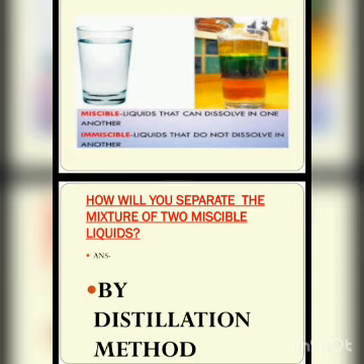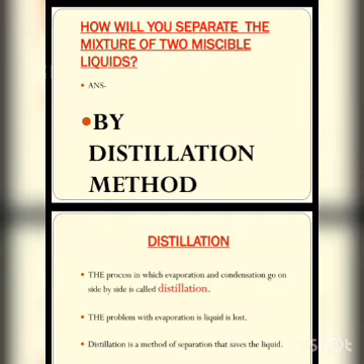If we evaporate or boil this miscible mixture, then with the evaporation process, as the temperature increases, vapors will form, and with the evaporation the liquid will be lost, which means the volume will decrease. To overcome this problem, we will use the distillation method. So distillation is a method of separation that saves the liquid.